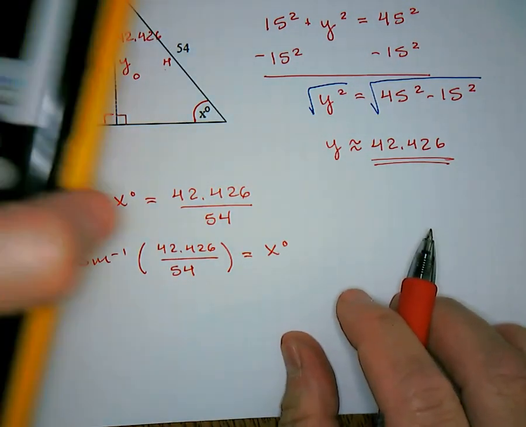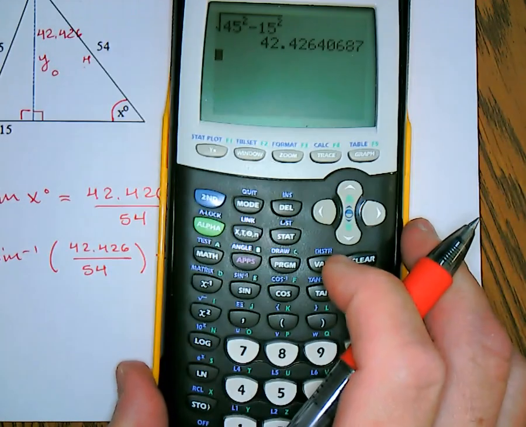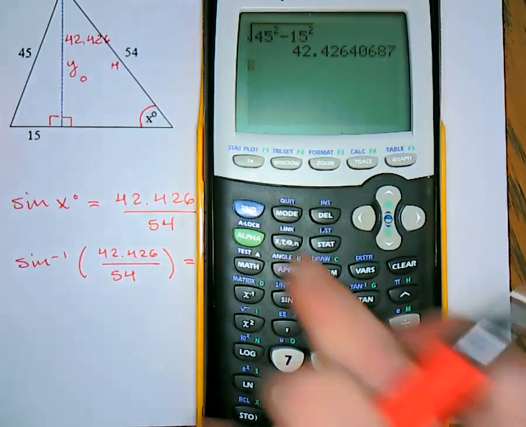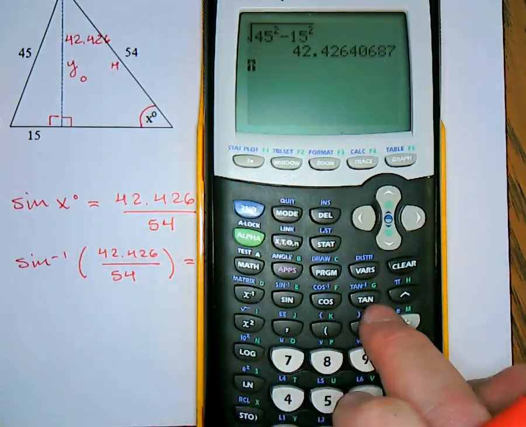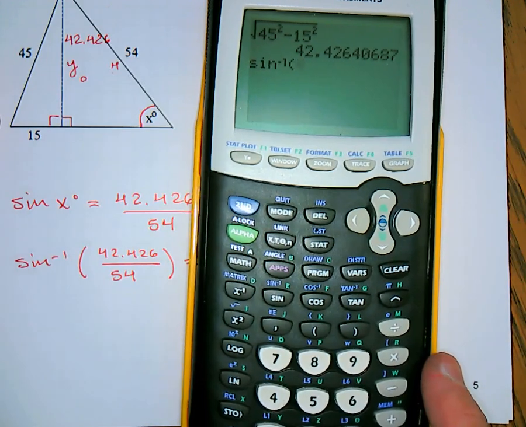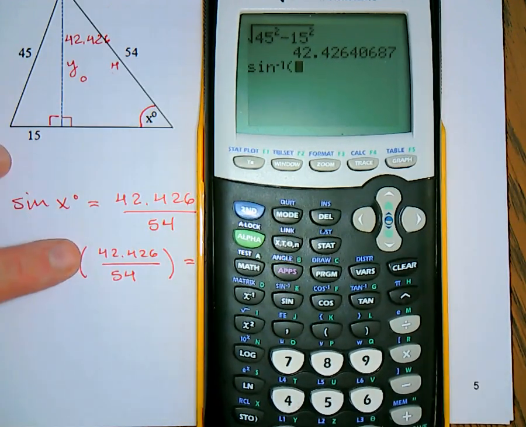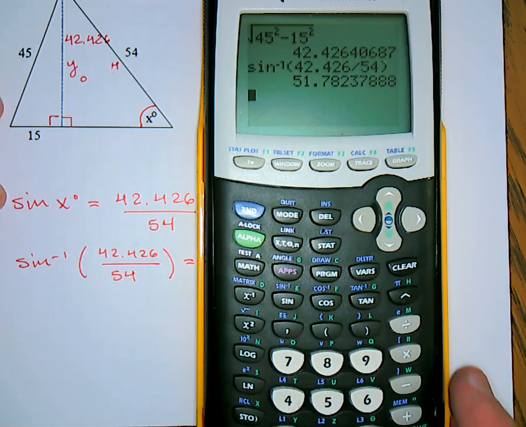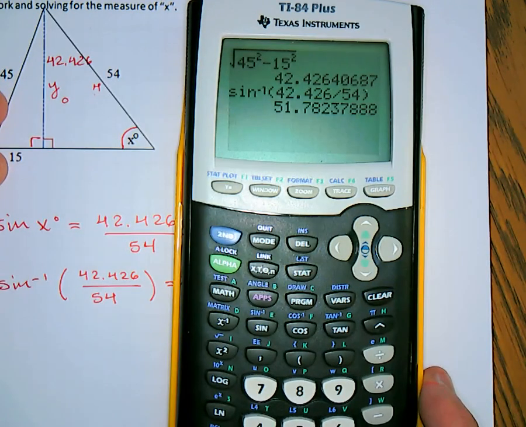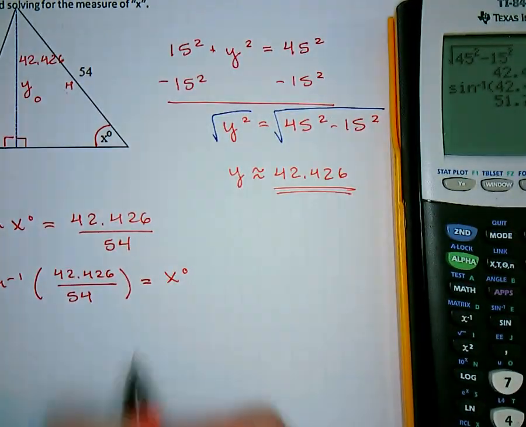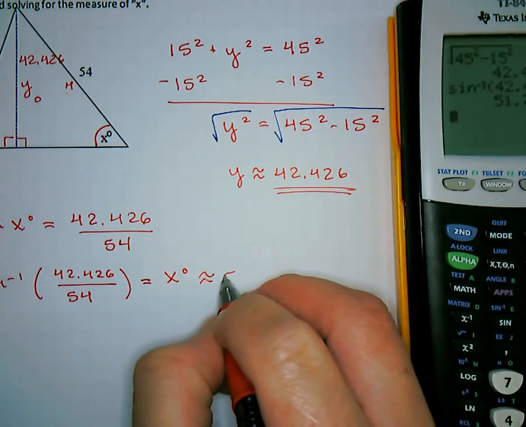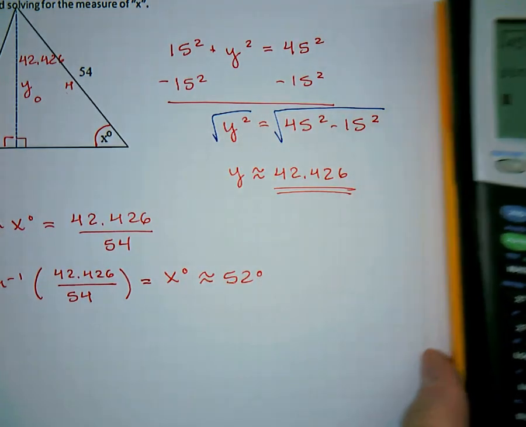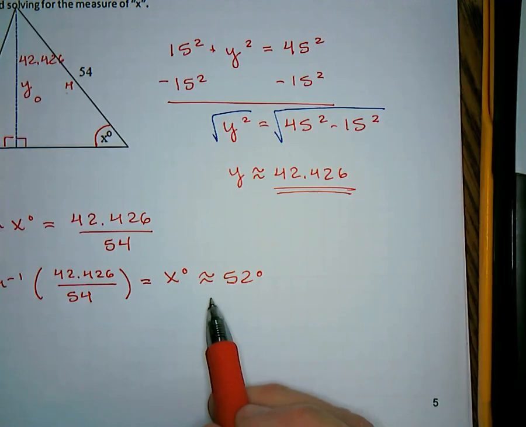So let's put that in our calculator. So we've got the inverse sine, so second sine, of that ratio, 42.426 divided by 54. So we're going to get approximately 51.7. Well, that's about a 52 degree angle. Well, does this answer the question?